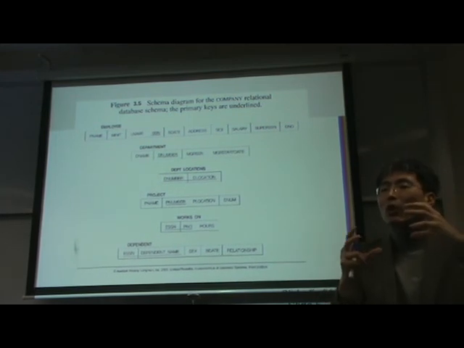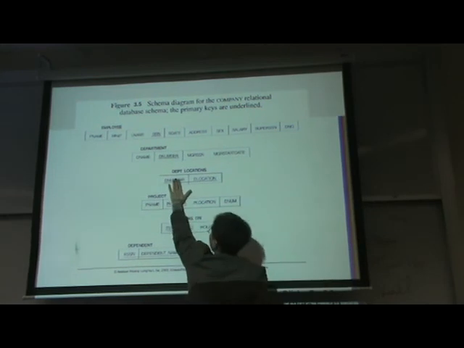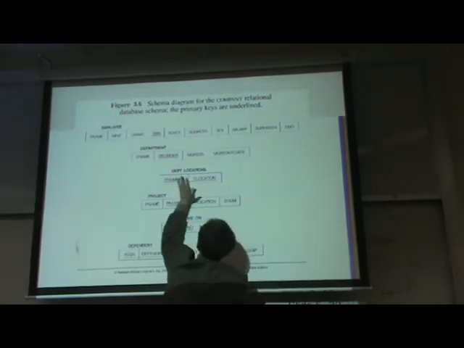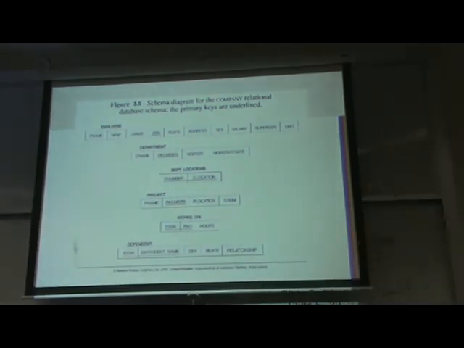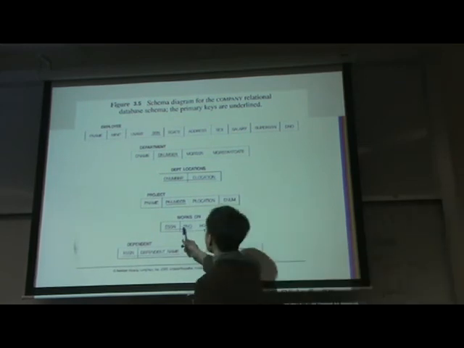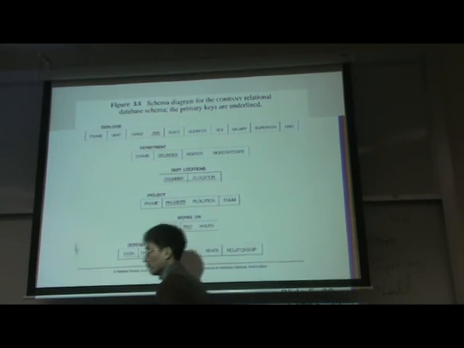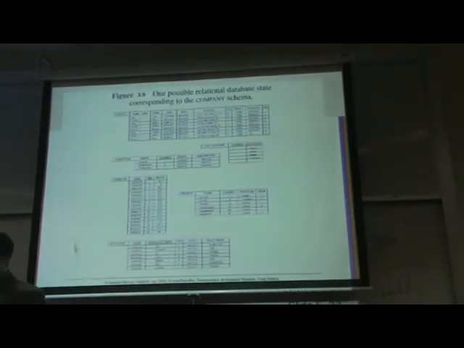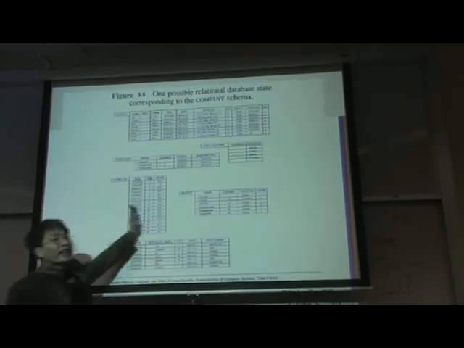Composite means more than one attribute is involved. D number by itself is not the primary key of this one. D location, no. D number plus D location is unique and not null. Okay? And ESSN plus P number is the composite primary key. ESSN plus dependent name is also a composite primary key. Then we can have the data.